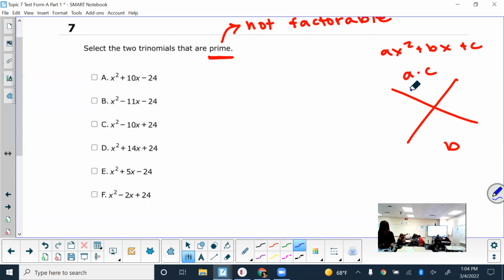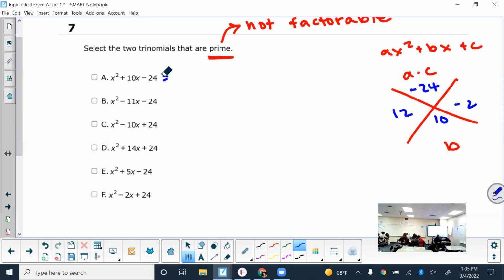What's in the A position? 1 times negative 24, which is negative 24. And what number is in the B position? 10. So then two numbers that multiply to negative 24 and add to 10. Didn't we just talk about this one? Yeah. So 12 and negative 2 were that winning combination, right?